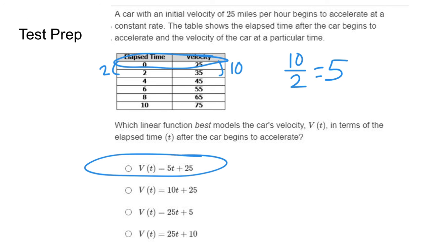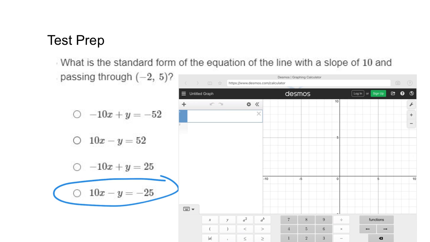For this one, you calculated your rate of change, you got 5. The only one with a rate of change of 5 was the first option. And for this one, I would have done this one in Desmos, and I had this pulled up so I could show you what happens. But if you graph them in Desmos, you're looking for the one with a slope of 10 and passes through the point -2, 5. And actually, C and D both do that.